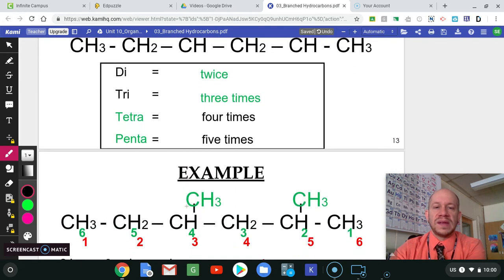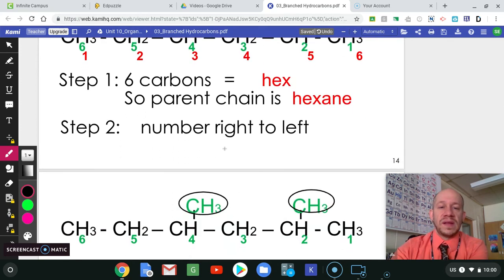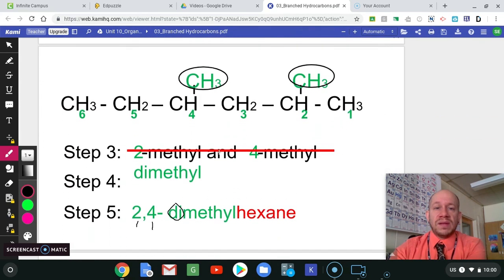So for example, I would name my carbon chain. I would find the longest carbon chain. There are 6 carbons, so it's a hexane. Number from right to left, so I'll get my 2 groups to the lowest numbers, 2 and 4 instead of 3 and 5. Then each group is a methyl, so instead of saying 2-methyl-4-methyl, I'll label them dimethyl because they're both methyls, and then I would write the numbers separated by commas. So 2,4-dimethylhexane.